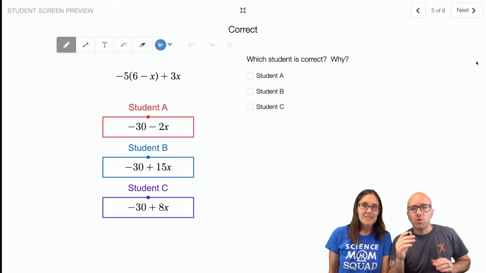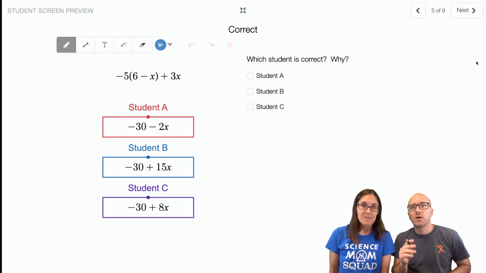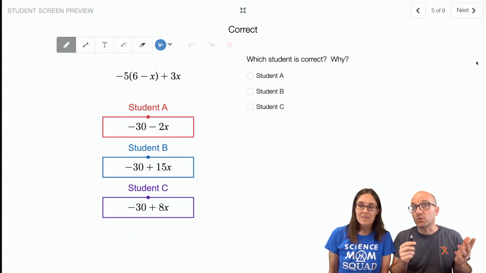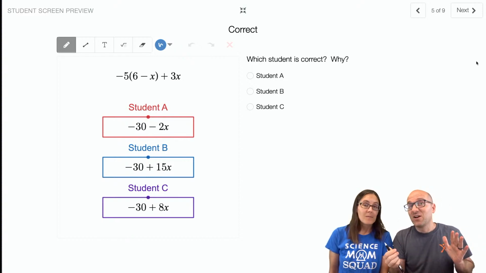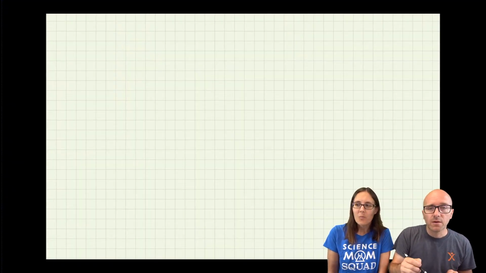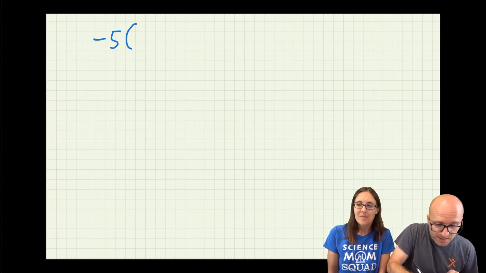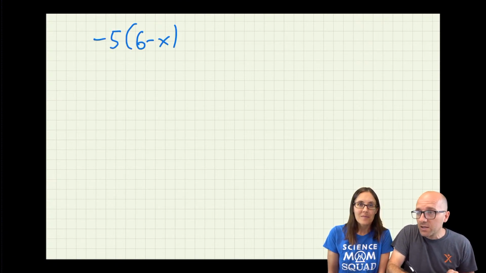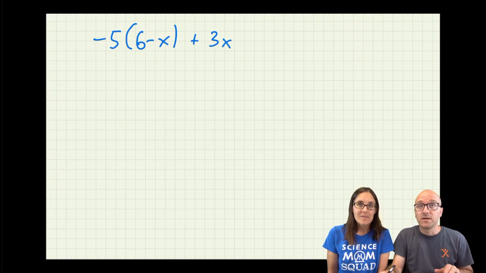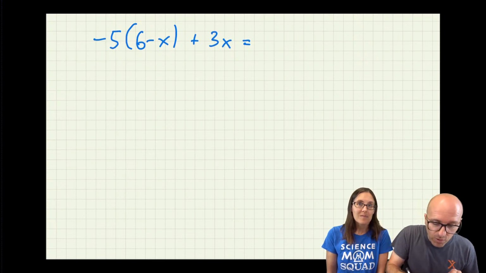So it looks like most people were able to come up with the same answer on this one. So which student is correct, or could more than one of them be correct? Well, we have to simplify. So the question was -5 times the quantity 6 minus x, then plus 3x. And to simplify this, we're going to take it one piece at a time. We're going to distribute.